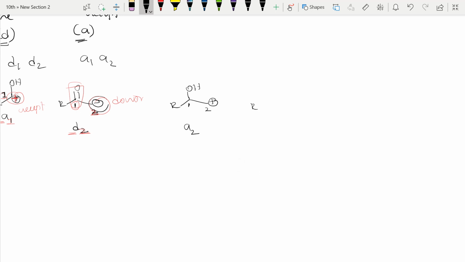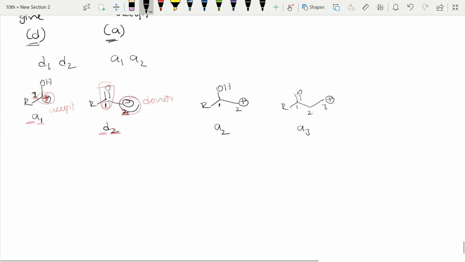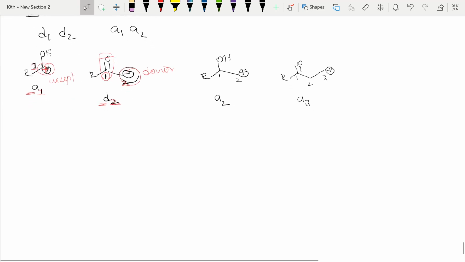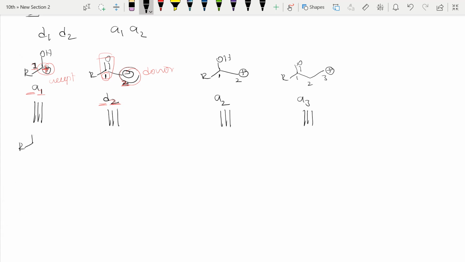And here, this is one more example. This is also very interesting. Here the positive charge is on the third carbon, counting the functional group as 1, so it is the A3 synthon, right? I hope you got it. Again we need to write the equivalent reagent for A1, D2, A2 and A3. Let us see that equivalent reagent. I have told you that if it is like this, you directly need to write aldehyde.